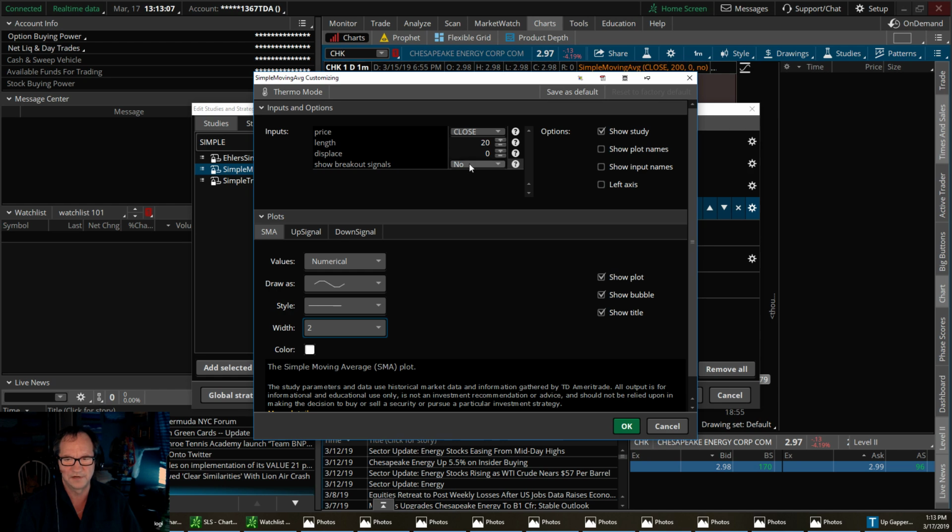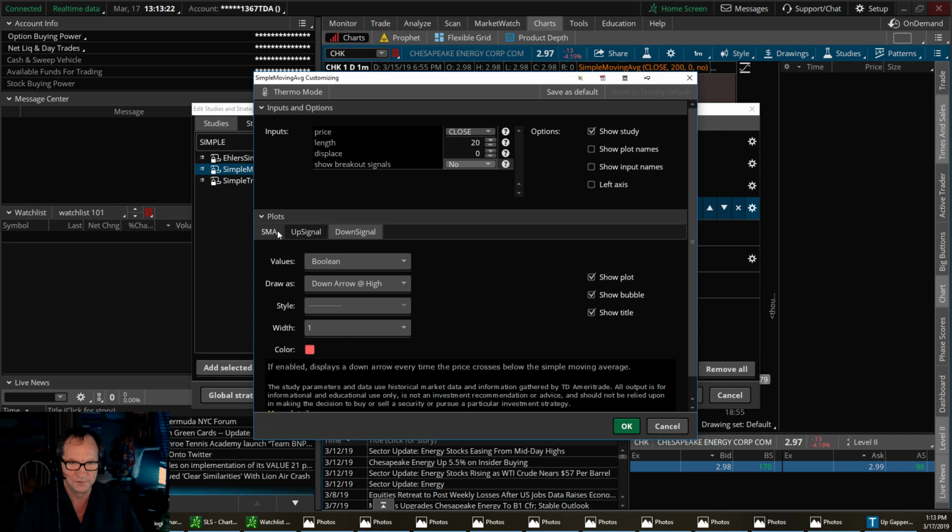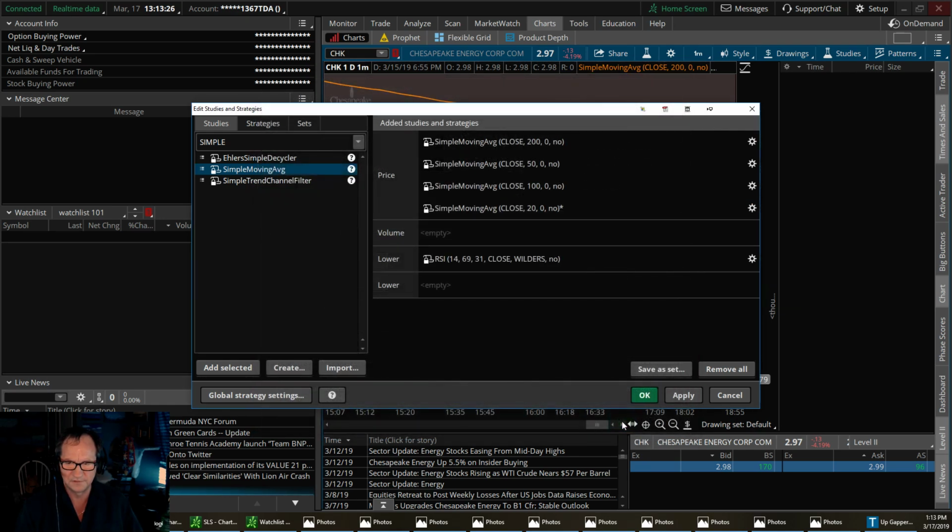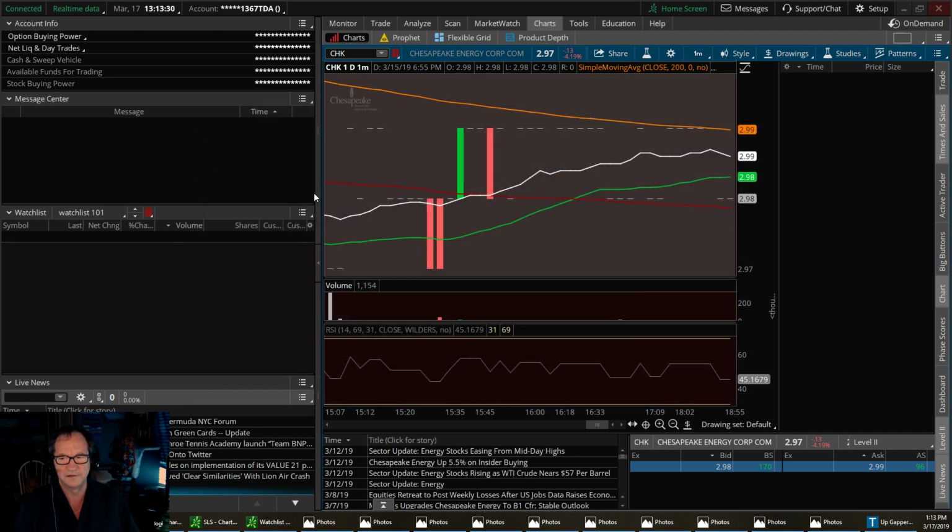You can show breakout signals. You can turn yes on it. You can have yes or no. I want to keep it at no right now, but it'll point a little arrow when they think it's ready for a breakout or not. Then you have your up signals and your down signals, however color you want to make them. But right now we're just going to stick it like this, and I'm going to hit the OK. I'm going to apply, then hit the OK again, and there's my 20 SMA moving average.